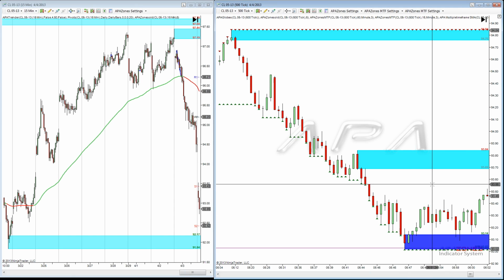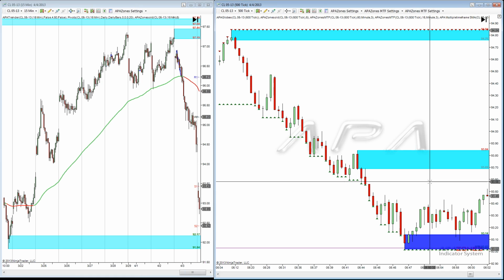Basically, with the APA zones set to such a small time frame, I'm looking for the zones to act as support and resistance and as a filter of when I need to be paying attention to the market.